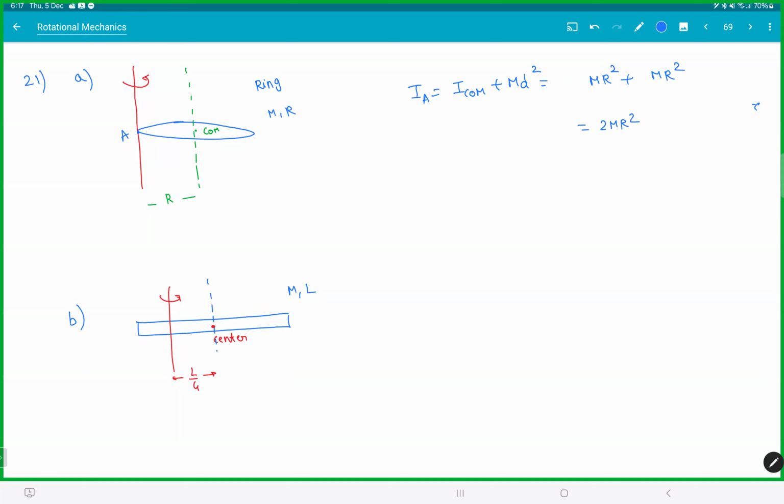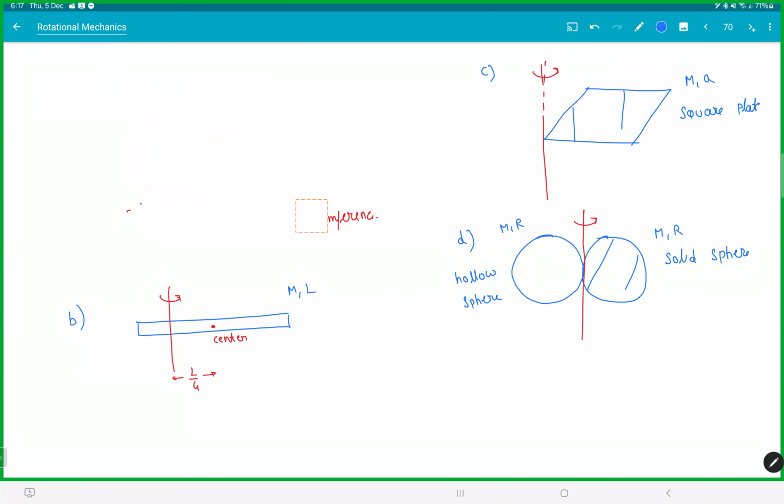What about this thing? This is passing through the center of mass. So this is again IA is I center of mass, ml square by 12, plus m into L by 4 whole square. That would be how much? 7 ml square by 48. Easy.